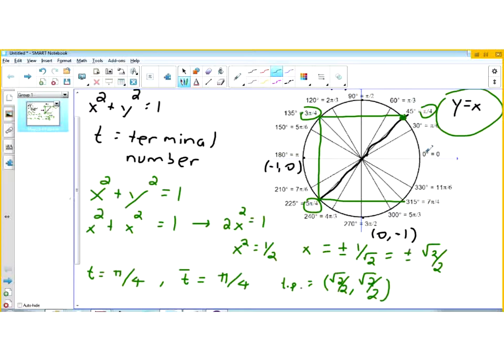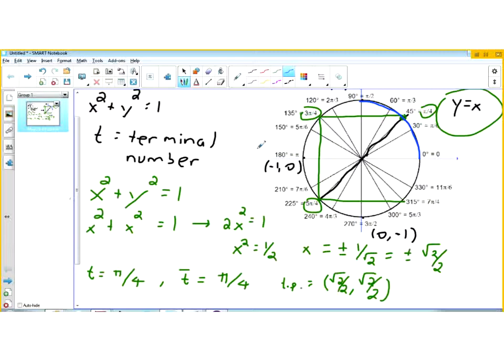So now the terminal number on the unit circle, not sure if I emphasized this clearly enough last lecture, it's the length. It's maybe considered the arc length. So in this case, the blue arc length is pi halves radians, and so on and so forth.